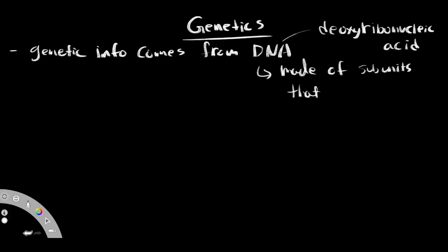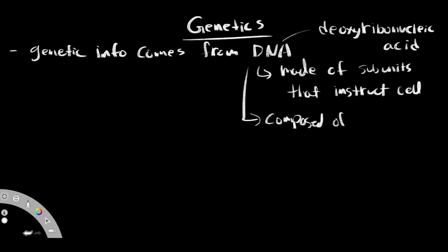All right, that instruct the cell. So all hereditary material is stored in the DNA. All of the organisms, whether it's bacteria, plants, animals, fungi, protists, they all require DNA. All right, and what are they composed of? They're composed of two long polymers.